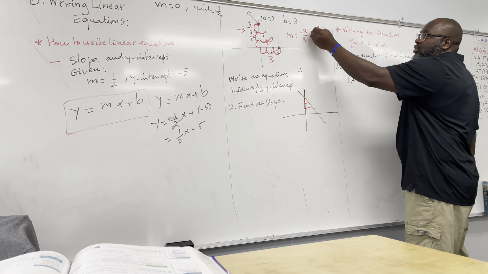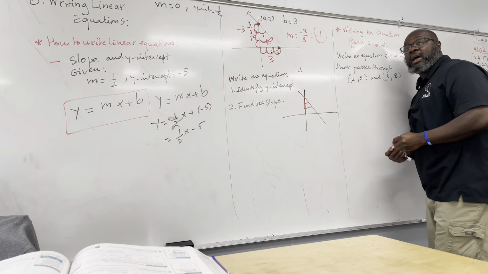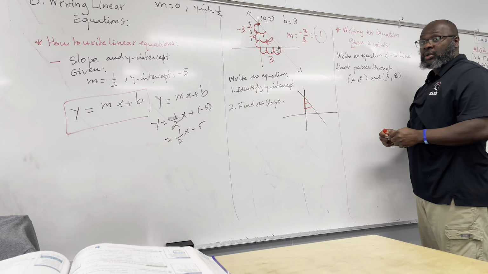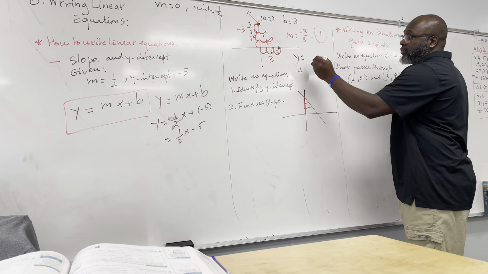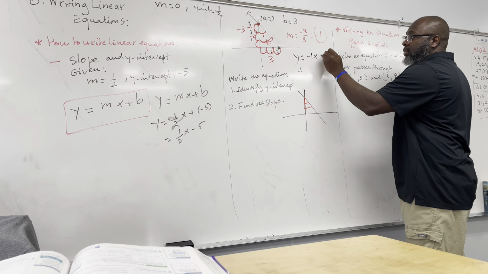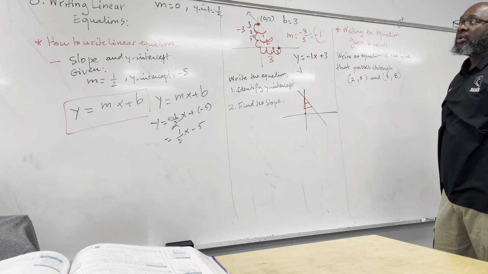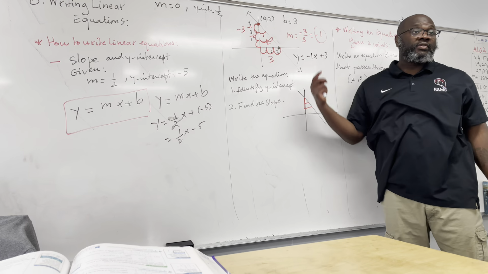So my slope is -1. So now can I write the equation? Yes or no? Yes. What's my equation there? y equals -1x plus 3. So this is how you will do it if you were given a graph.